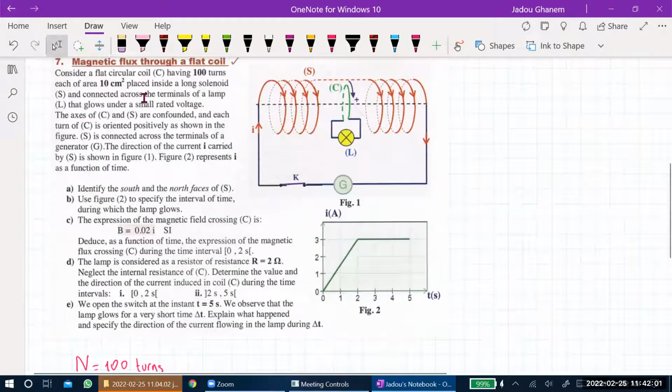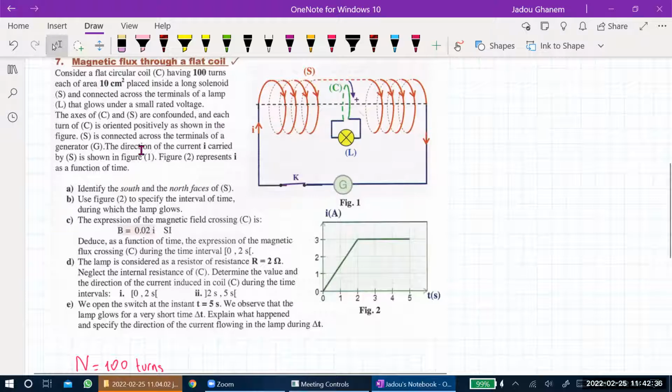They said that this flat coil C, which is the green one, as you can see on the figure, has 100 turns, each of area 10 centimeters squared, placed inside a long solenoid S and connected across the terminals of a lamp L that glows under a small rated voltage. The axes of C and S are coincident, and each turn of C is oriented positively as shown in the figure. So as you can see here, the positive sense is directed in this way.